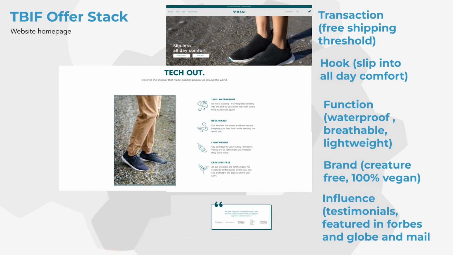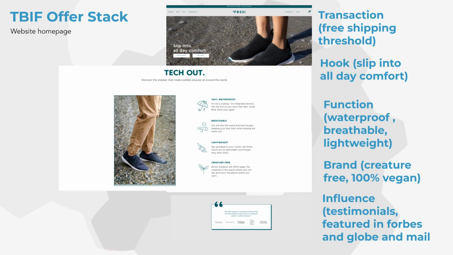Next, as we go down the page, you could see that they have a hook. They have a line. It's a message. It says, slip into all day comfort. That's speaking to the aspirational state of the buyer. Comfortable shoes all day long impacts their average day and the before and after grid that we talked about in the customer avatar canvas.